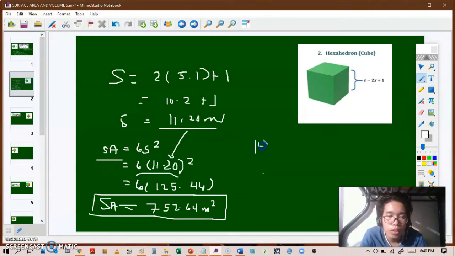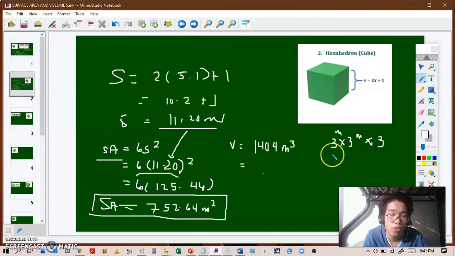So we know that the volume of the big cube-shaped pet room is 1,404 metric cube, and then we want to know how many 3x3 boxes we can fit. So this is 3 meters by 3 meters, and what we essentially mean by 3x3 is that all of its side measurements are also 3. That means its height is also 3. So that's going to be 27 metric cube.